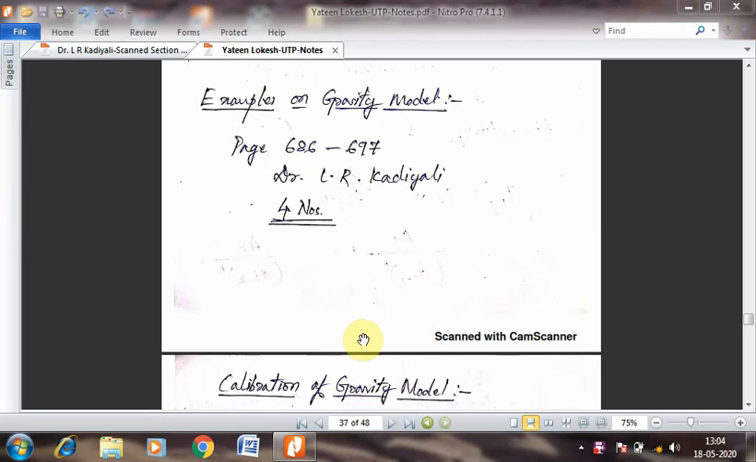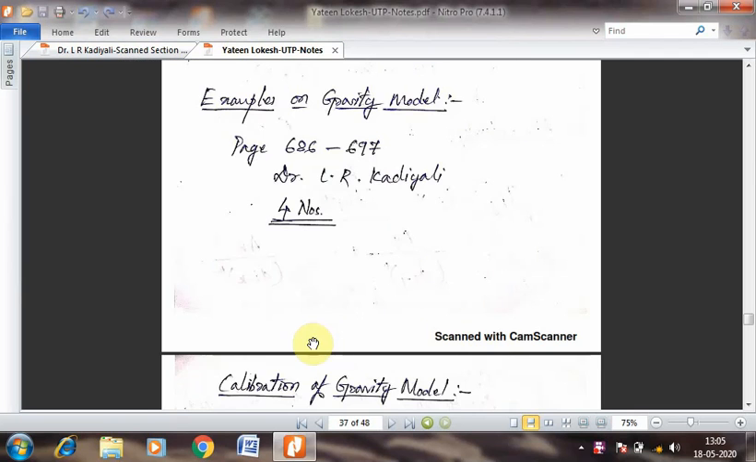Okay, so in this video we shall be discussing a few problems based on the gravity model. In the textbook, if you refer to page number 686, you will be looking into the first problem, which comes under the gravity model technique of trip distribution. So I'll read out the problem.